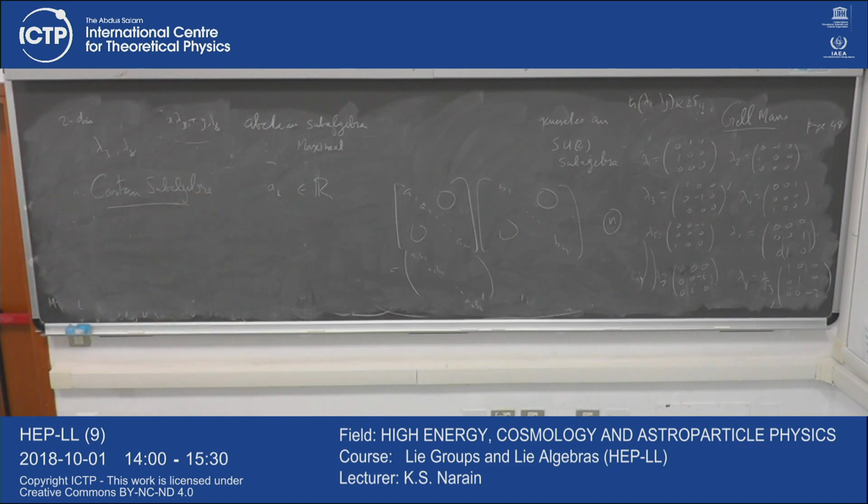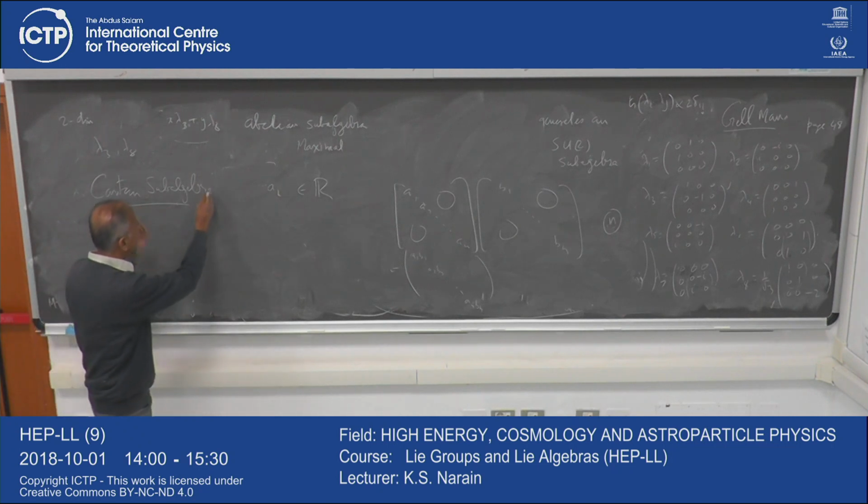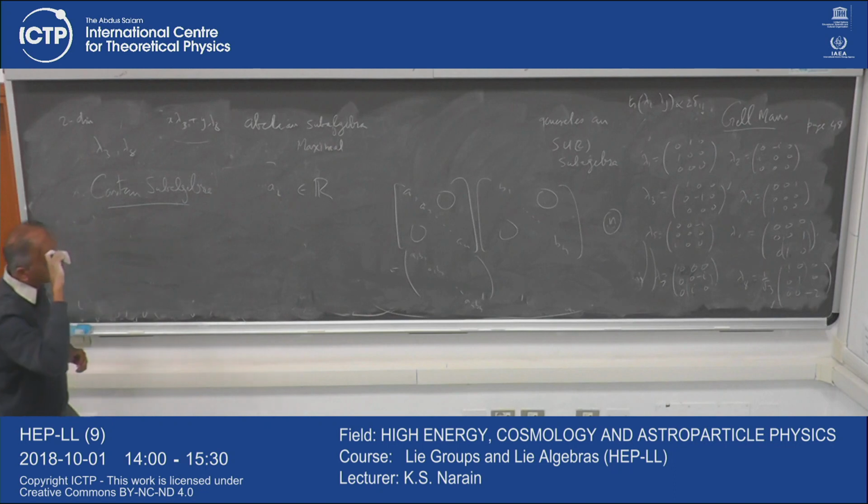There's nothing unique about the Cartan subalgebra. Just like in SU(2), instead of sigma 3, I could have chosen sigma 1. But you can choose one of them. The properties will not change. The same kind of structures you will find. The Cartan subalgebra is this.